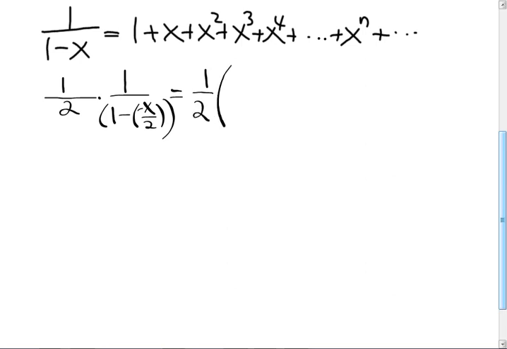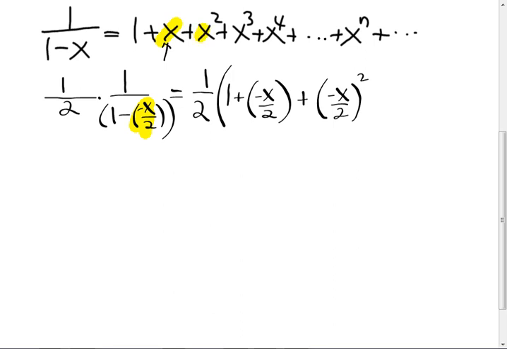Now, what are you going to put in for my x's here? Okay, so it's 1 plus a negative x over 2. Sometimes you have to simplify, sometimes you don't. It just depends on the context of the question. Especially if it's multiple choice, you will have to simplify. Then what am I going to put in for x squared? Negative x over 2 squared. I'm going to take this and put it in for all these x's.